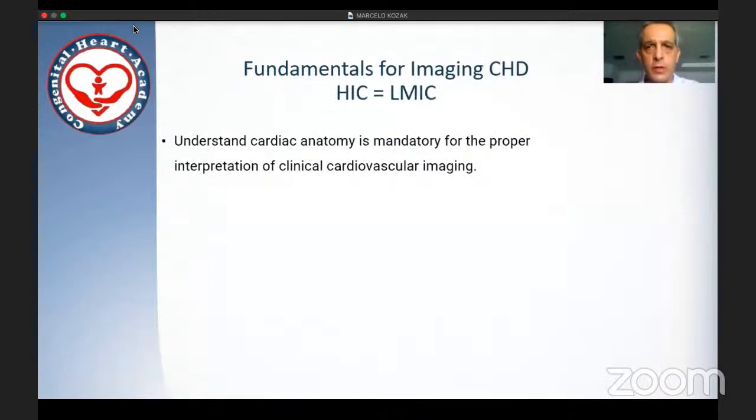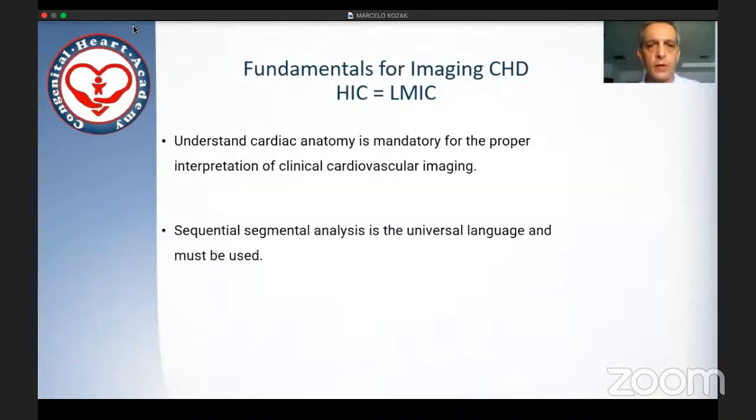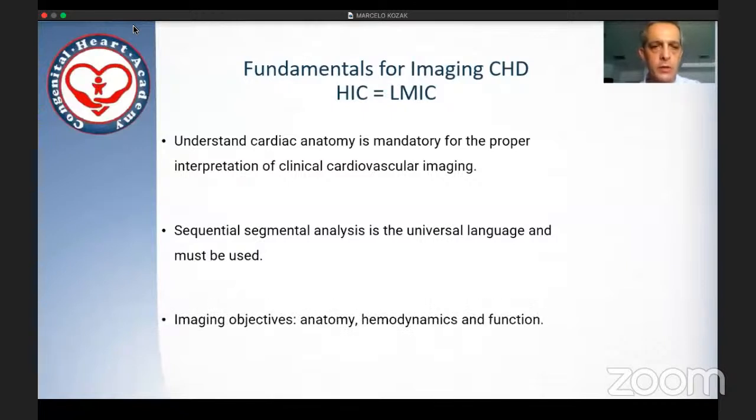The fundamentals for imaging congenital heart disease are the same for high-income countries and for lower middle-income countries. There is a need to understand cardiac anatomy for the proper interpretation of clinical cardiovascular images. Sequential segmental analysis is the universal language and must be used. The imaging objectives are to assess anatomy, hemodynamics, and function.